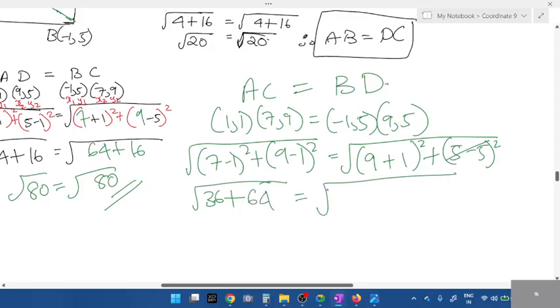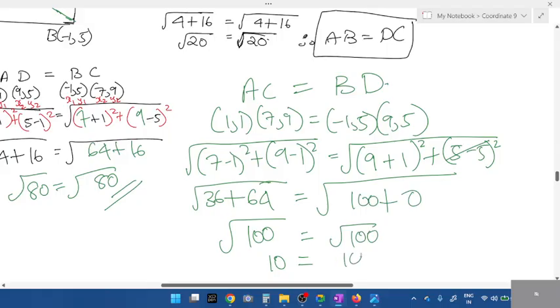Okay. See, this cannot be same. This can be different. Final answer should be same. How much is 36 plus 64? 100. Root 100 is 10. Let us check here. What is 9 plus 1? How much is 9 plus 1, students? 10. 10 square is 100. 100 plus 0. How much is 100 plus 0? Root 100. Is it same?